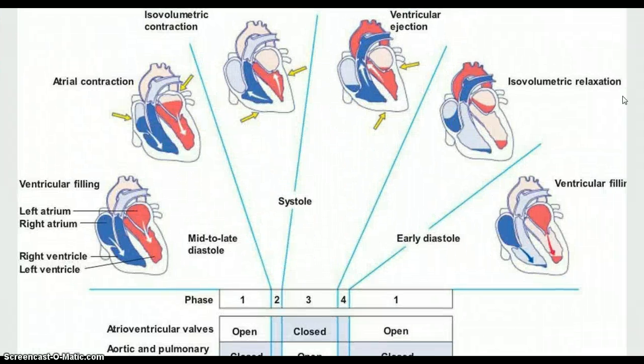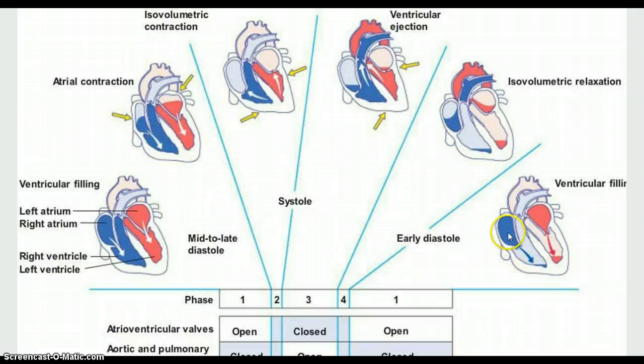So here's this picture. It starts off with step 1 being ventricular filling, but I'm going to start off with step 1 being isovolumetric relaxation. So isovolumetric relaxation is basically your ventricles are relaxed, and the volume of blood within each ventricle is the same. That's what isovolumetric is. And then after that, your diastolic period, so ventricular filling, is here. So it says early diastole, but I call it rapid filling, and then it says mid to late diastole. I just call it diastasis.